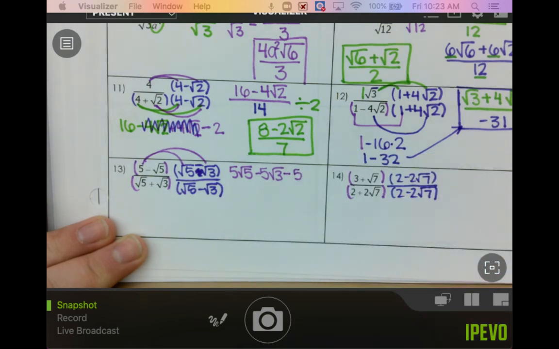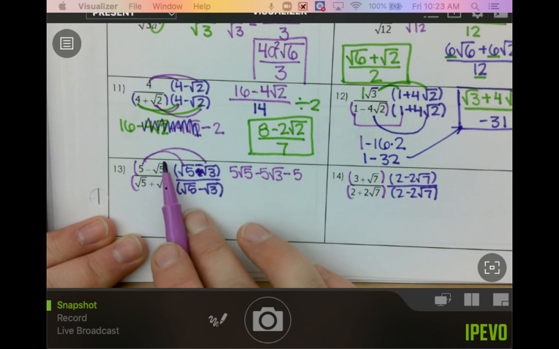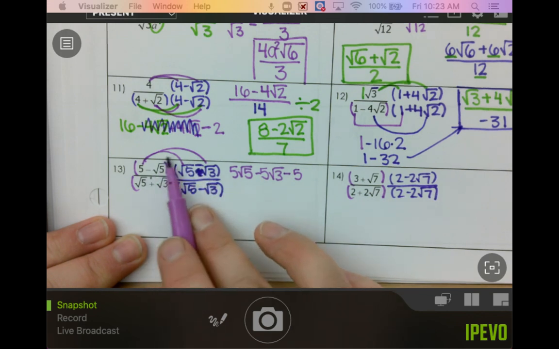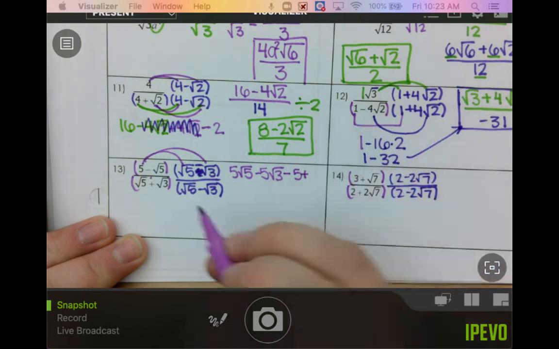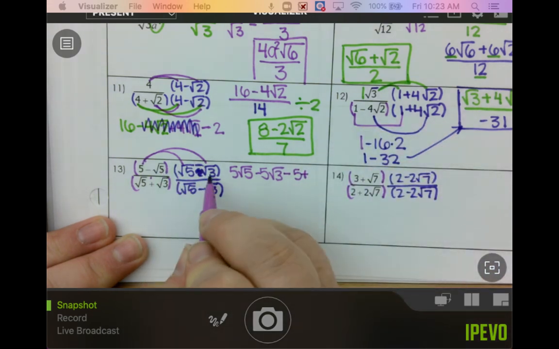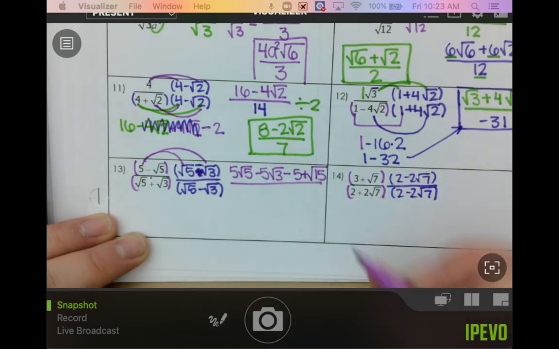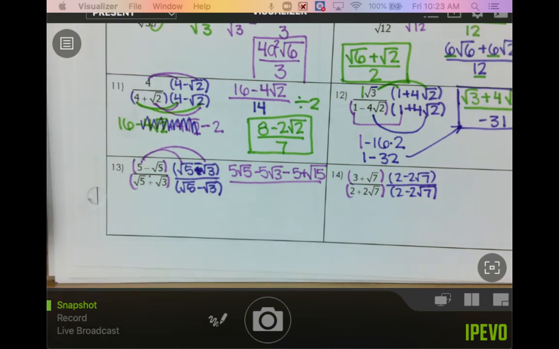And then negative square root of 5 times negative square root of 3. Negative times a negative is a positive. And since these are both inside the square root, we can multiply them. 5 times 3 is 15. So take it one step at a time, guys. Focus on the whole thing and you're probably going to get overwhelmed. Just focus on what your next step is.